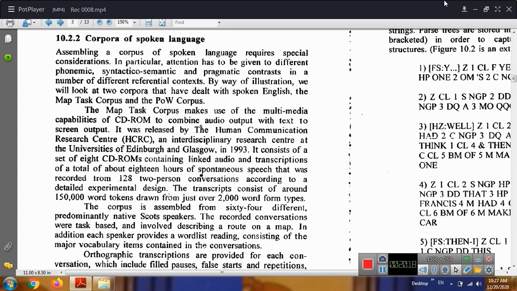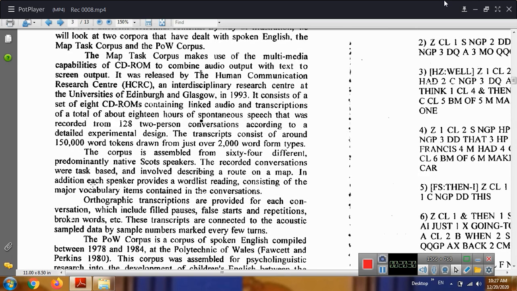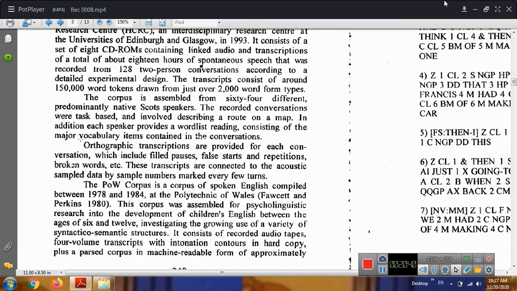The transcription consists of around 150,000 word tokens drawn from just over 2,000 word types. Here you see some details about the Map Task corpus and about the persons who were concerned with this corpus. The corpus is assembled from 64 different, predominantly native Scots speakers. The recorded conversations were task-based.